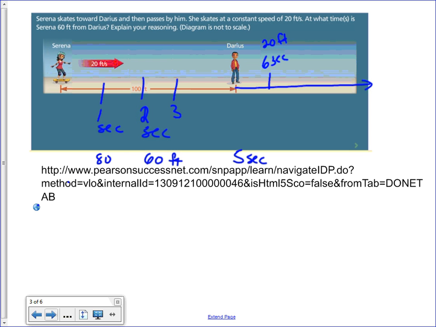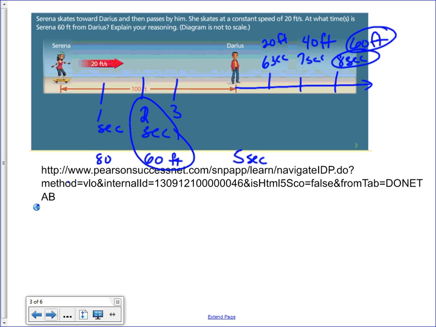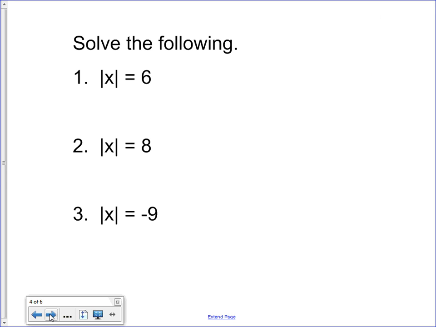If we went to 7 seconds, she'd be at 40 feet. And after 8 seconds, she'd be at 60 feet away again. So when is she 60 feet away? She was 60 feet away at 2 seconds, and then again at 8 seconds. So if we're talking about distances away from someone, this would be the same idea kind of as absolute value. So what we're going to be looking at today is solving absolute value equations.